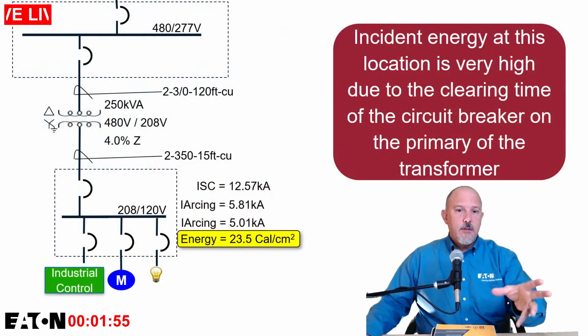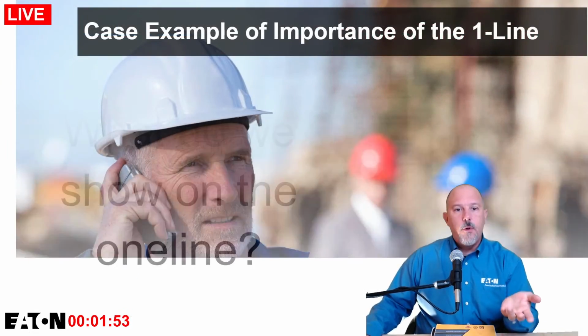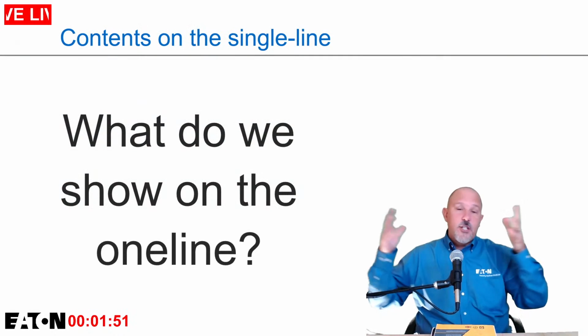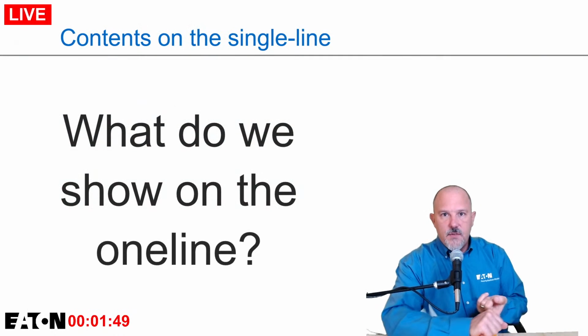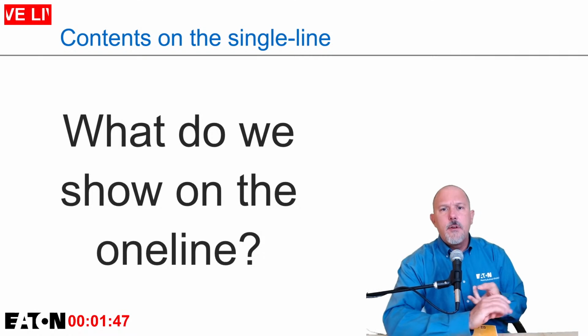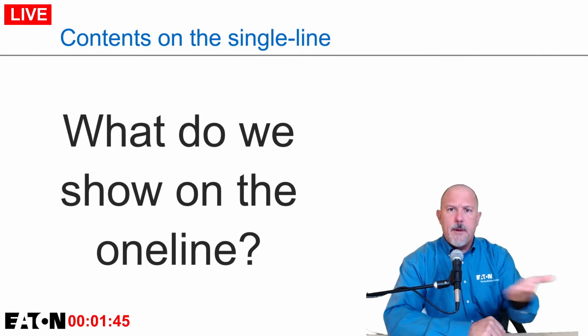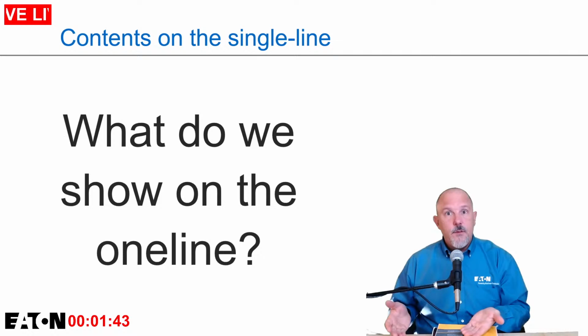Incident energy at this location. So what do we show? What do we show on a one-line diagram? Let's just walk through that. I need to know the transformers. I need to know their size. I need to know their impedance. I need to know their voltages, primary and secondary. I need to be able to calculate full load amps.